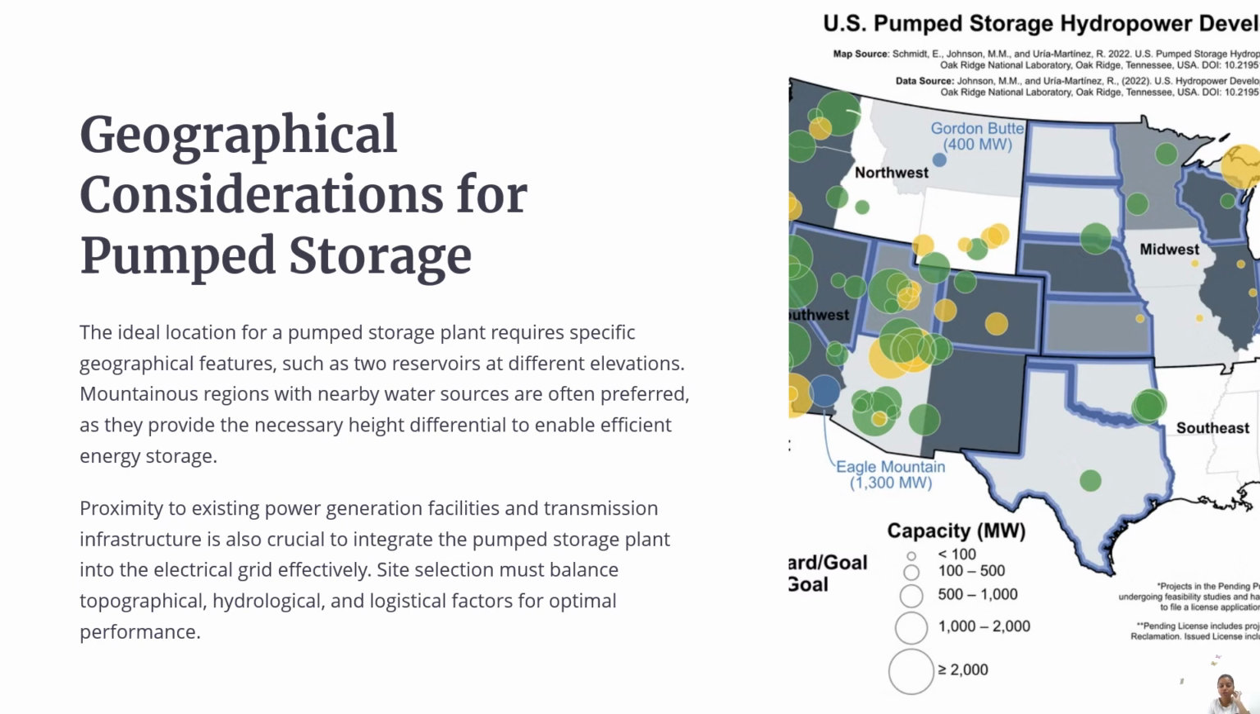Geographical consideration for pumped storage. The ideal location for a pumped storage plant requires specific geographical features such as two reservoirs at different elevations. Mountainous regions with nearby water resources are often preferred as they provide the necessary height differential to enable efficient energy storage.